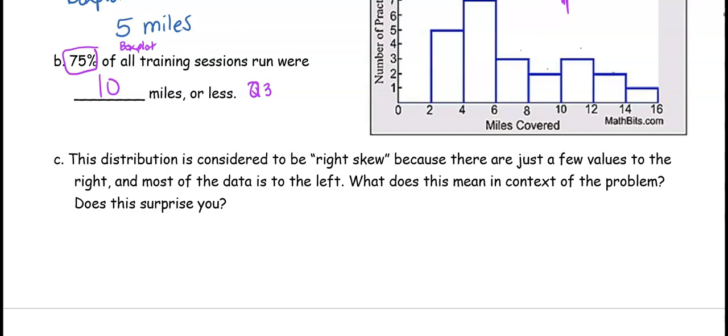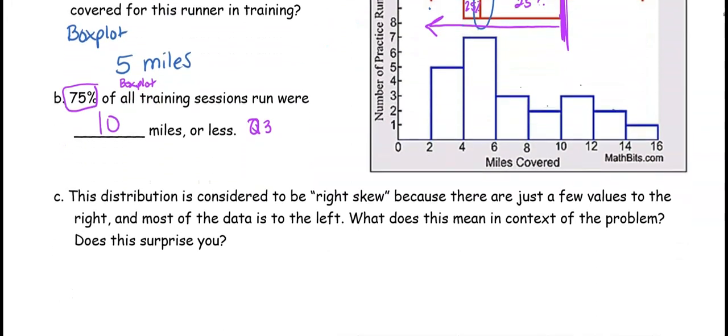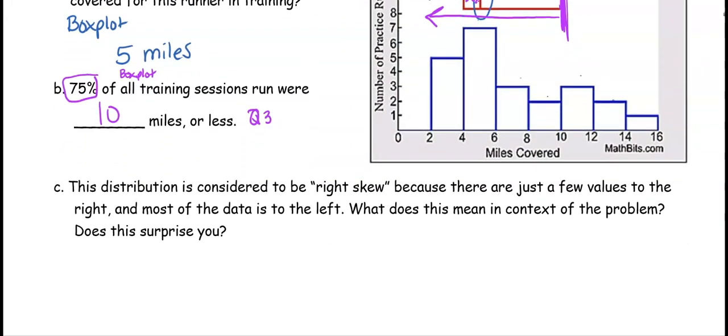To me, that surprises me because you think that they would run more to better prepare. And in case you didn't know, an important aspect to know here, if you're not a marathon runner, is that a half marathon is 13.1 miles. Again, I would think that they would run more to overcompensate. But for this one, there's just a few times that the runner runs long distances higher than those 10 miles. To prepare for the half marathon, they're normally running less.